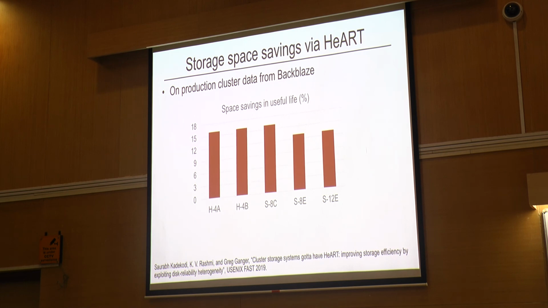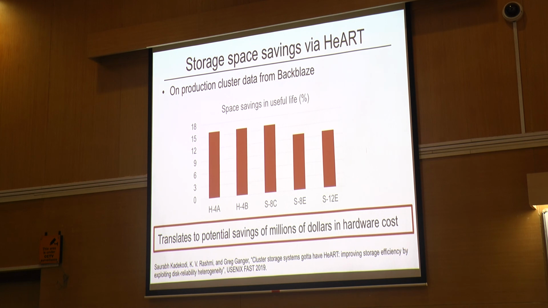As we can see, this can lead to 11 to 16% storage space savings by doing this redundancy tuning. And recall that I mentioned earlier that even a single digit percentage reduction in storage space is huge. So this leads to significant potential for storage space reduction and hence cost reduction, easily running into millions of dollars of savings.